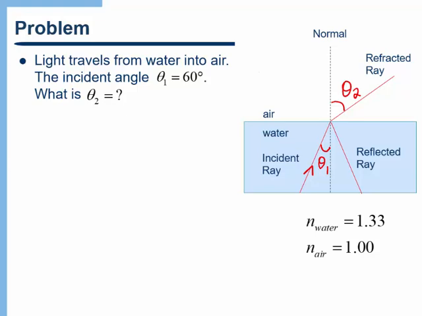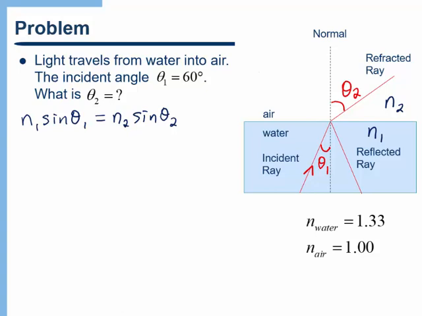I'm going to call N1 the index of refraction of water and N2 the index of refraction of air. And generally we use a 1 for the material we're starting from and a 2 for the material we're going into. It's also okay to use things like A or W for your subscripts if that helps you keep it a little bit clearer. In this case then, I'm going to write down N1 sine theta 1 is equal to N2 sine theta 2. And we're solving for theta 2.